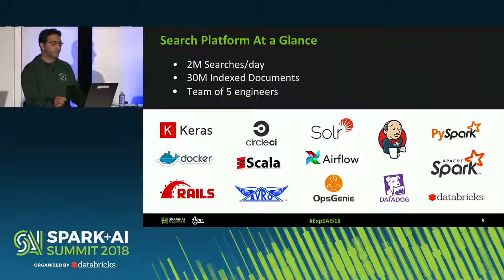So the search platform at a glance. We basically get on our back end about 2 million searches per day. We have about 30 million documents, which is our indexed content that we have in our database. And we're a team of 5 engineers who work on these technologies every day to make search great at Flipp.